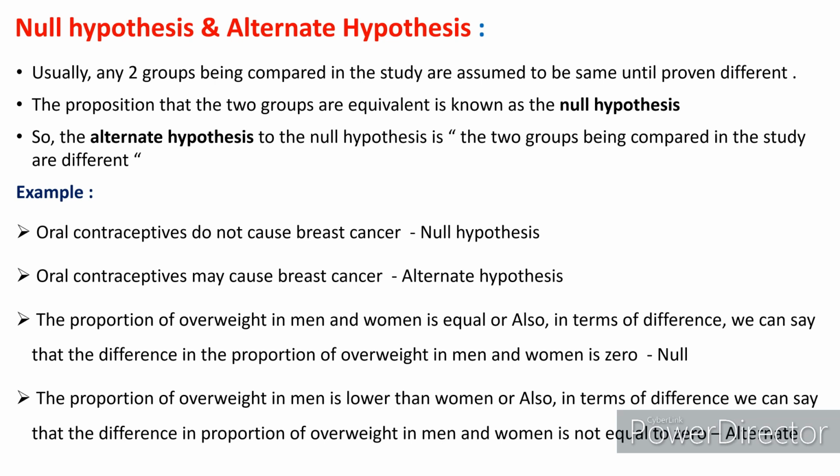So what will be the alternate hypothesis? The proportion of overweight in men is lower than women, or also in terms of difference we can say that the difference in proportion of overweight in men and women is not equal to 0. So this is the alternate hypothesis. It can also be more, okay, because in this example I said that overweight in men is lower than women. It can also be overweight in men is more than women, or simply you can say it's not equal.